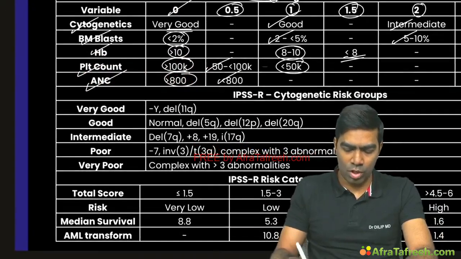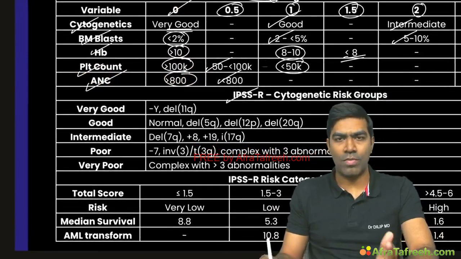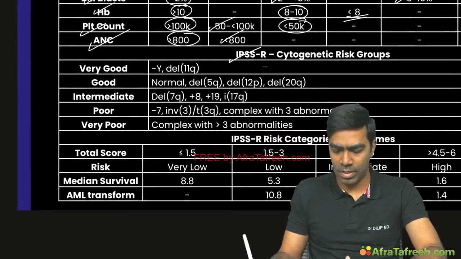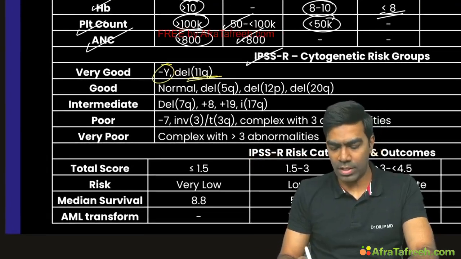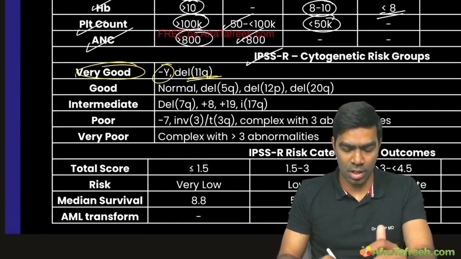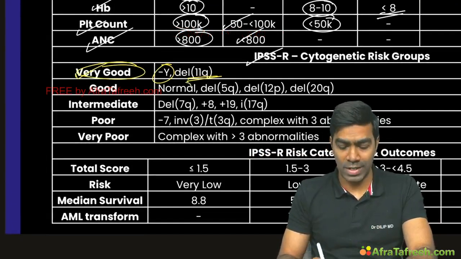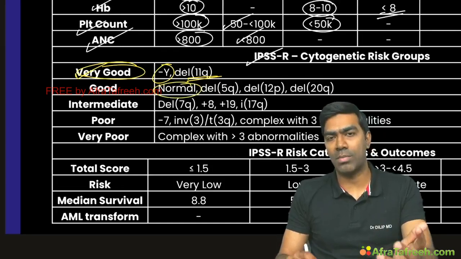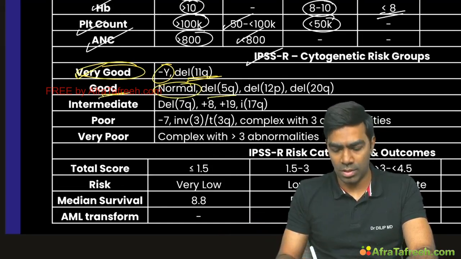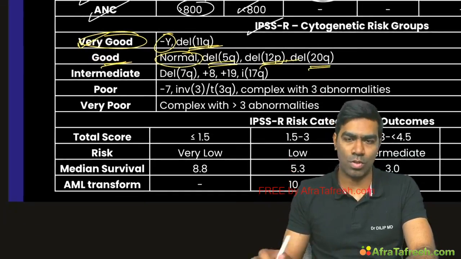Now we have to talk about the cytogenetic risk groups. We have talked about very good, good, intermediate, poor, very poor cytogenetics, but what are they basically? Loss of chromosome Y and 11q deletion are very good cytogenetic changes, which means they are associated with excellent prognosis. If the patient has normal cytogenetics, which can be seen in 10 to 20% of patients, it's associated with good prognosis. 5q deletion, 12p deletion, and 20q deletion are also associated with good prognosis.